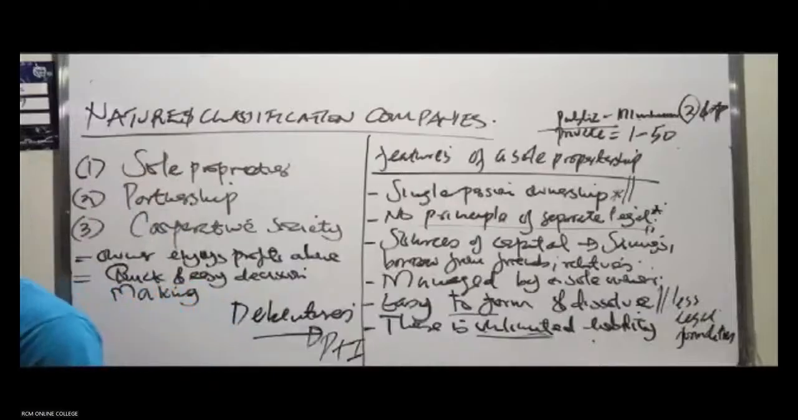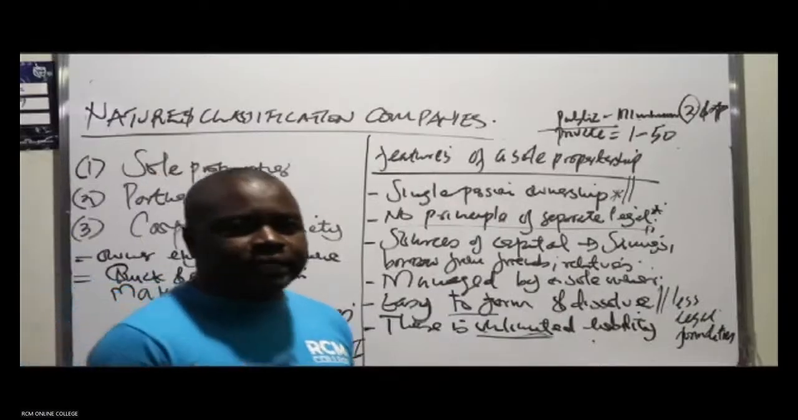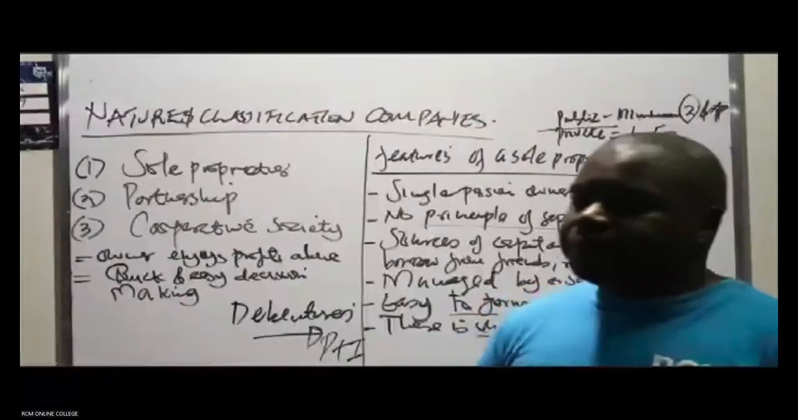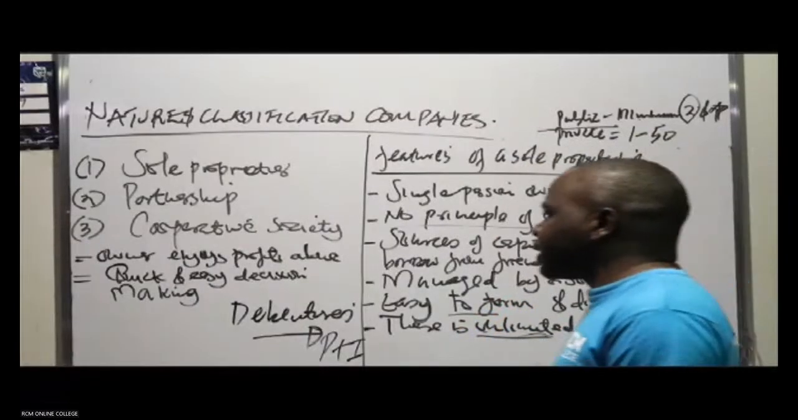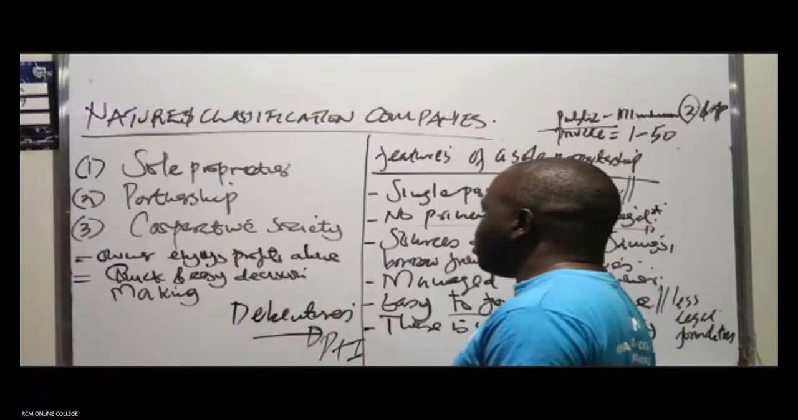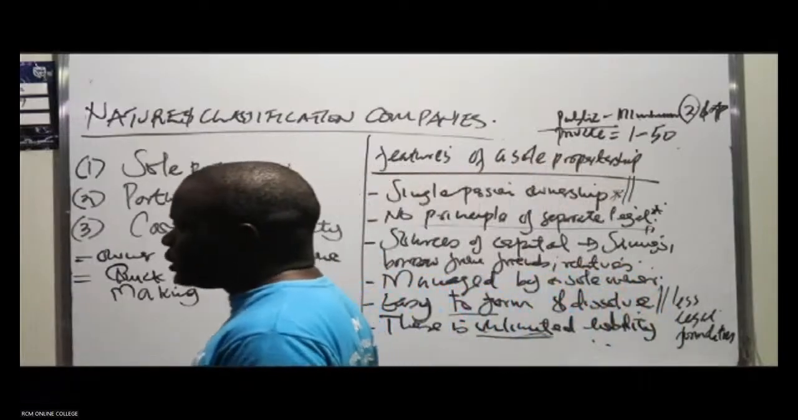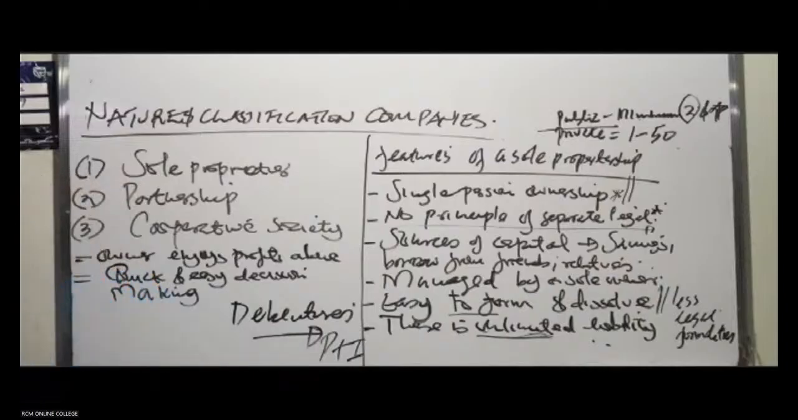The personal assets at home can actually end up having to be attached to settle the liabilities of the business. So that is a difference. The owner enjoys profits alone. Wow, how sweet is this? The owner enjoys profits alone.